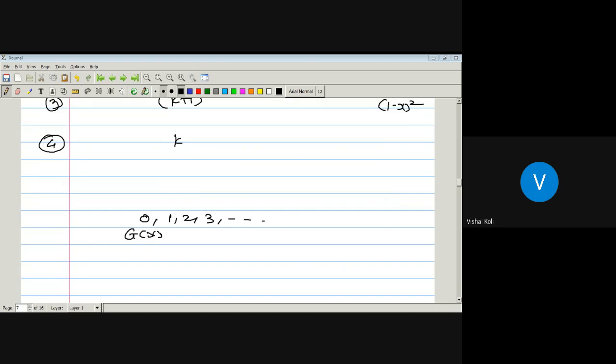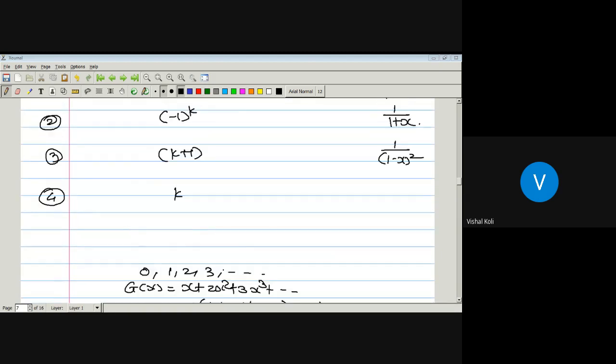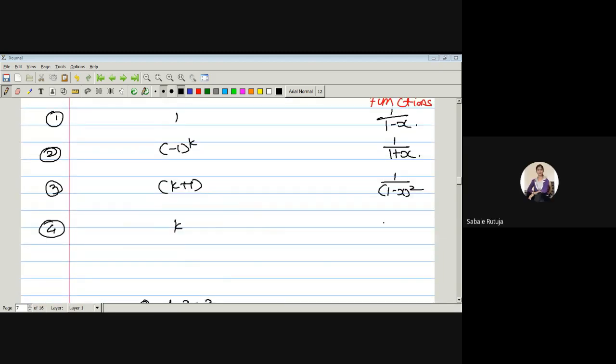G of x is 0 into x raised to 0, that is, the first one will be cancelled. So x plus 2x square plus 3x cube and so on. Again here we have to take x common. Then it is 1 plus 2x plus 3x square, which is 1 upon (1 minus x) whole square, and into this x. So its generating function is x divided by (1 minus x) whole square.